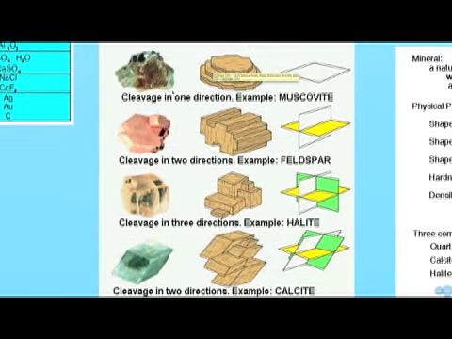These are all exhibiting cleavage, and cleavage in minerals is basically the exhibition of nice flat surfaces when you break it. Some minerals have cleavage in only one direction. Other minerals have cleavage in multiple directions, 2, 3, 4, and so forth.